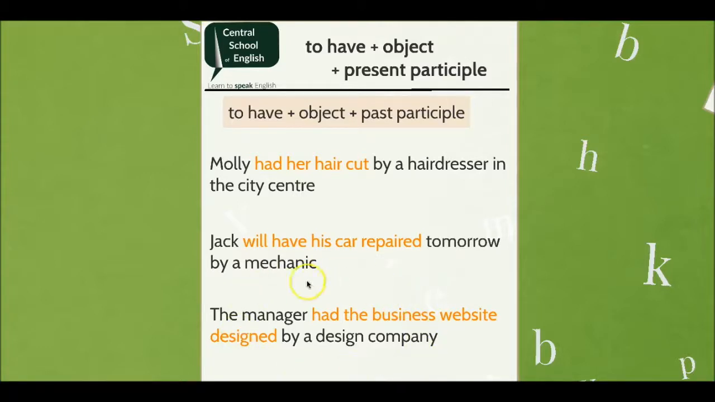The manager had the business website designed by a design company. In this sentence, we use the structure to have plus object plus past participle because the manager paid a design company to design a website.